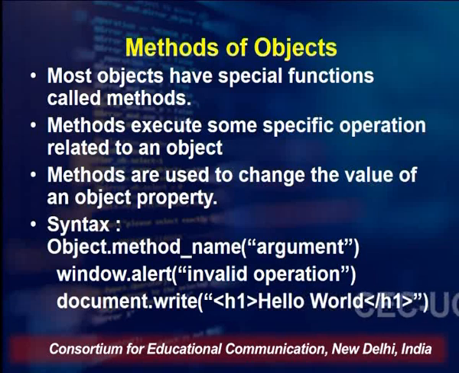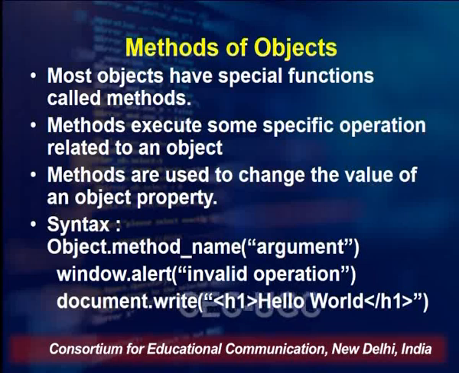When an object has certain data, it also has some methods, or what we call special functions. The methods execute some specific operation related to the object. Methods are used for changing the value of the object property. For example, you have an object window which has a method called the alert method. If you want to write something on the window, you will use the alert method.